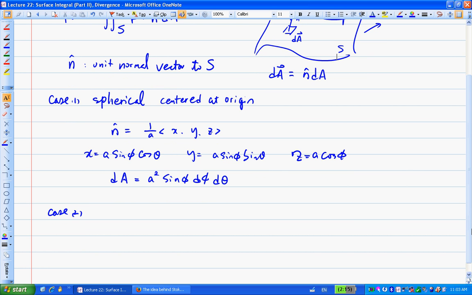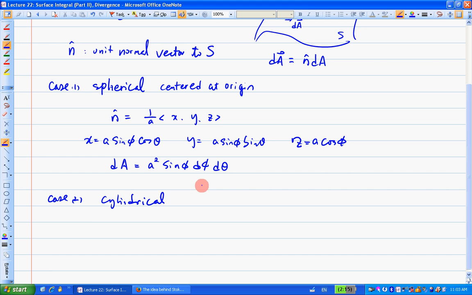Very good, Dustin. Okay, so this is basically the spherical coordinates here. And then the second one is cylindrical. Okay, cylindrical. So for cylindrical, this is when we're talking about a cylinder centered around the origin.